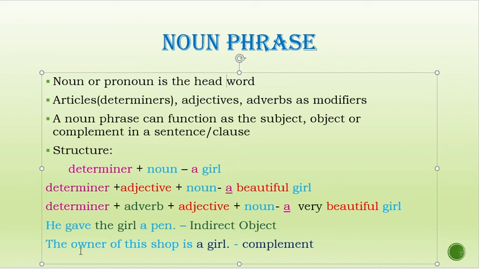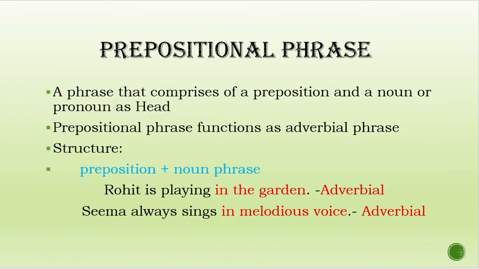And the owner of this shop is a girl. The owner is a girl. The girl is the owner. When such kind of relation is there, it is called a complement. A girl is a complement. Okay, I think you understand the noun phrase.